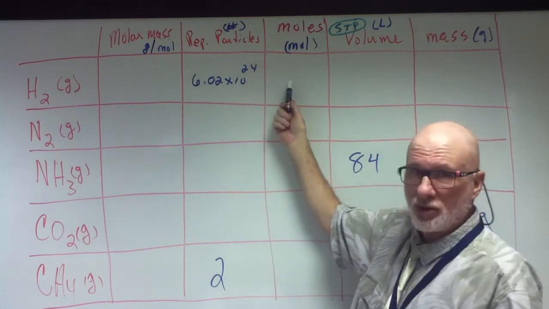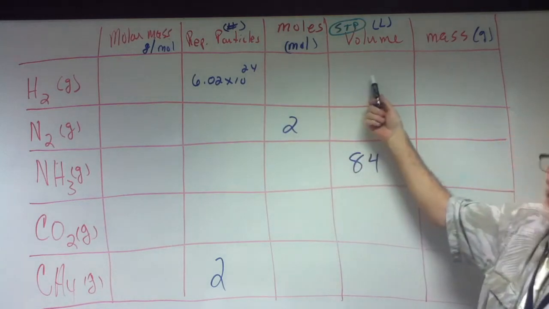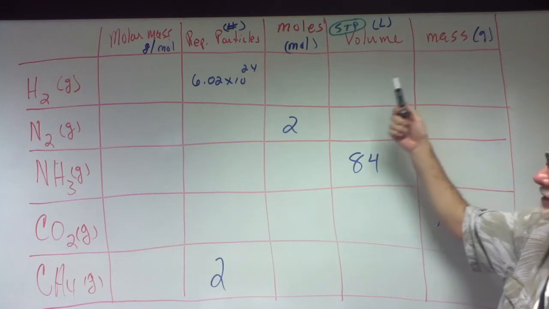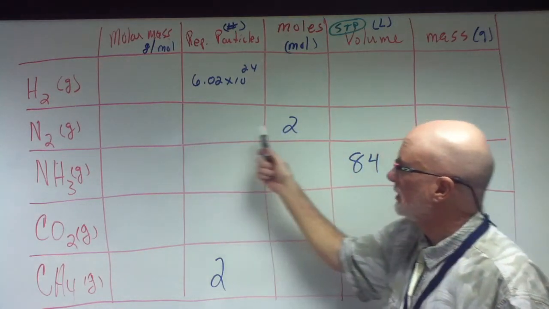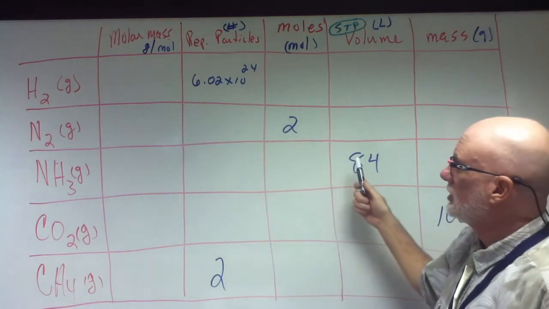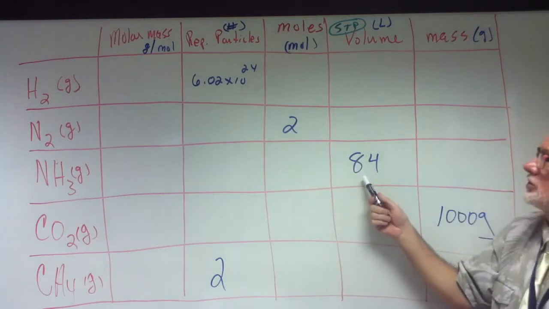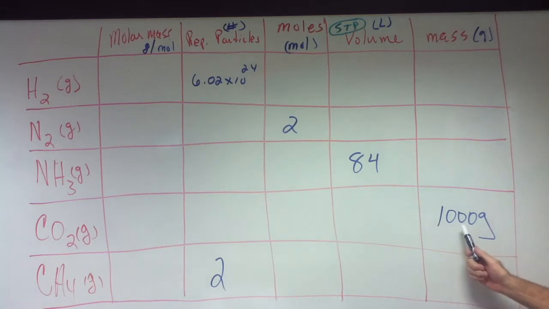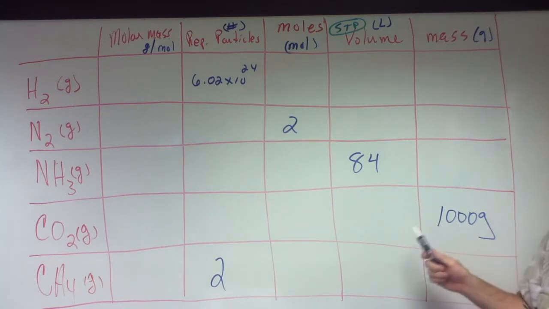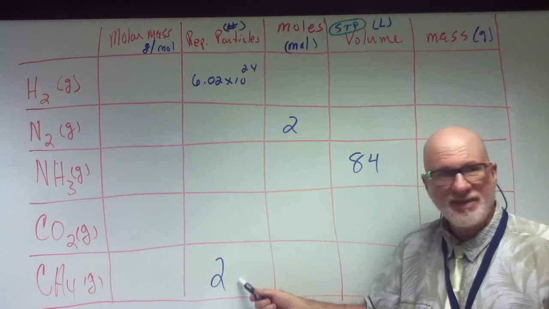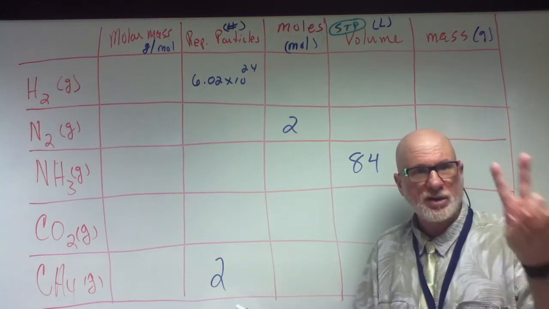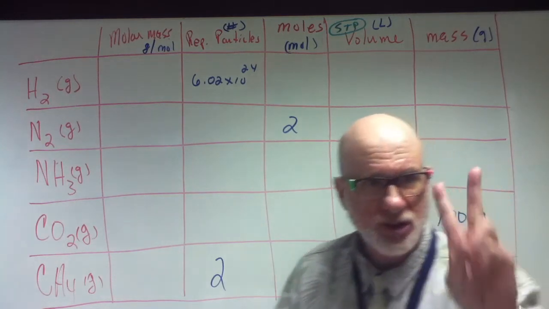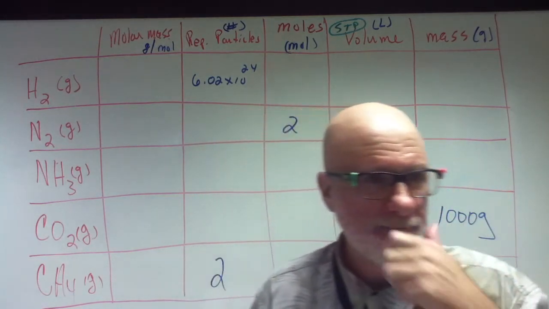So how many moles is that? What would the volume be, and what would the mass be? Easy. And then for nitrogen, I chose 2 moles. For ammonia, I chose 84 liters. For carbon dioxide, I chose 1,000 grams. And for methane, I chose 2 particles of methane, just 2. Not 6.02 times 10 to the 23rd, but just 2 particles of methane, okay?